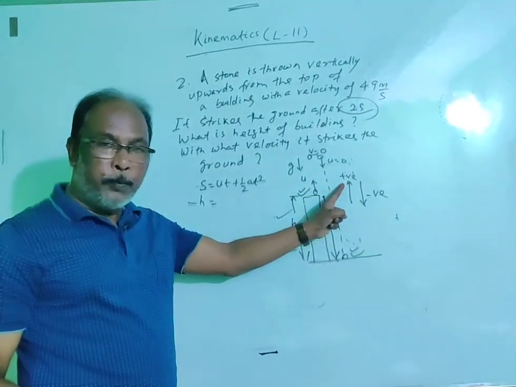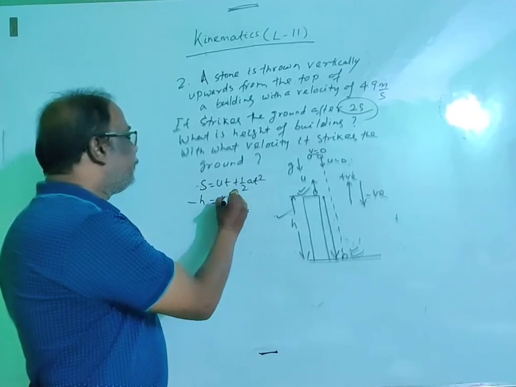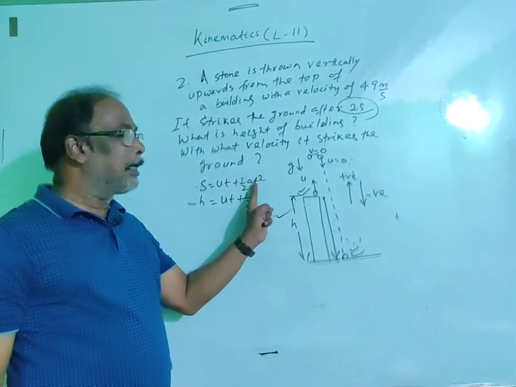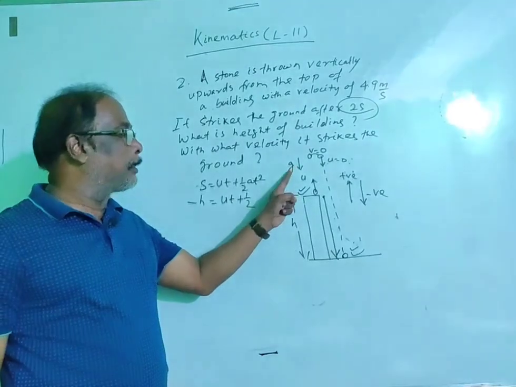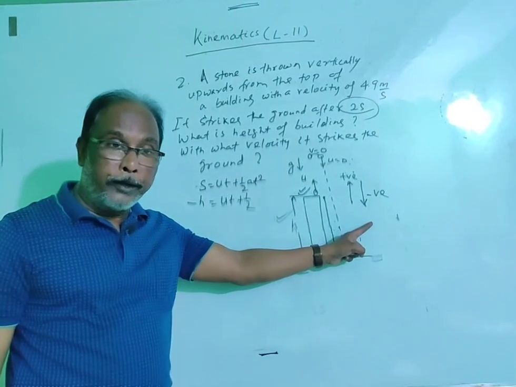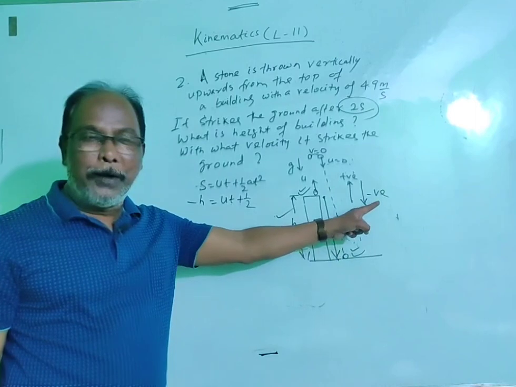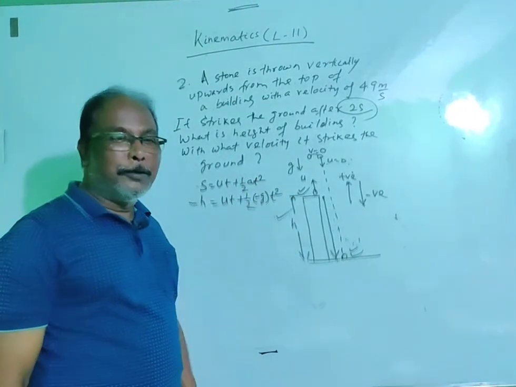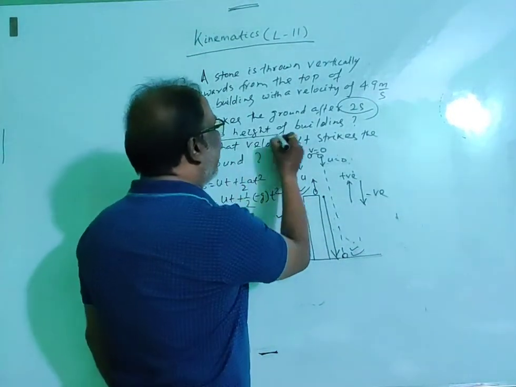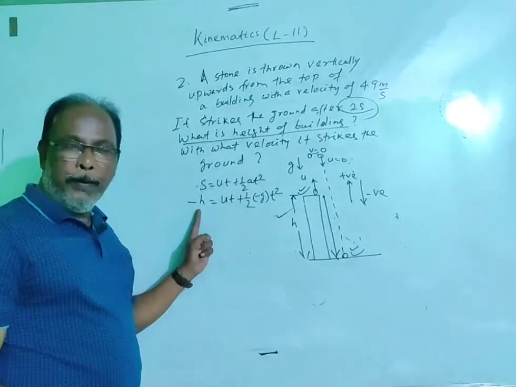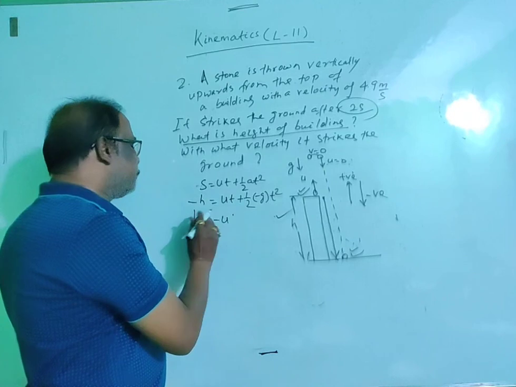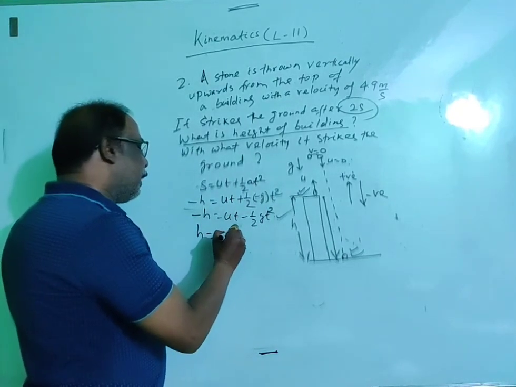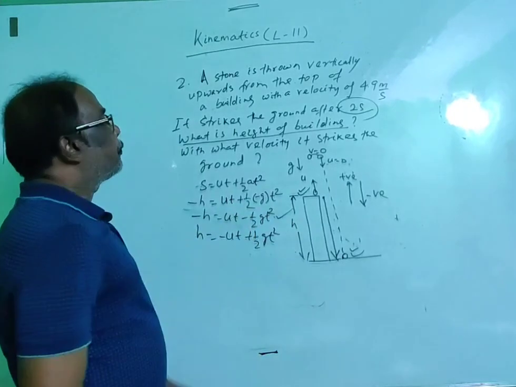U in the upward direction, upward is positive. Initial direction is positive, so u is positive. Plus half into acceleration. Here acceleration is acceleration due to gravity, and its direction is downward. So what is the sign convention? As per sign convention, is the downward direction positive or negative? Negative. So minus g into t square. And we have to get the height of the building, means we have to calculate h. So minus h is equal to ut minus half g t square, and h is equal to minus ut plus half g t square.